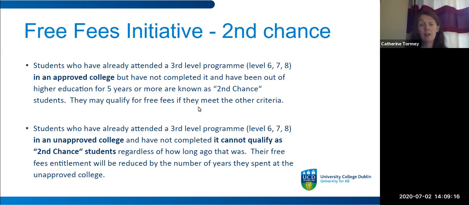So you may have already heard of second chance students. Second chance students are students who have already attended a third level programme at level 6, 7 or 8 in an approved college, but who have not completed it and have been out of higher education for 5 years or more. And students in this scenario would be entitled to a second round of funding. But it's really important to note that students who have already attended a third level programme in an unapproved college and have not completed it can never qualify as second chance students, regardless of how long ago that was. And their free fees entitlement will always be reduced by the number of years they spent at the unapproved college.